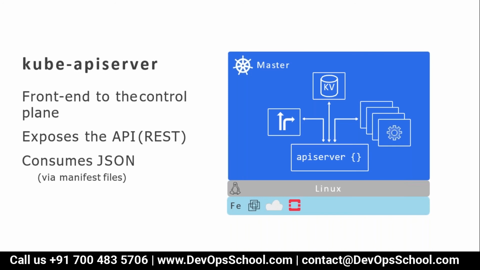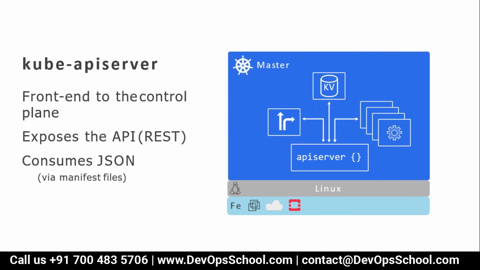So the API server is a front end, a reception for your cluster. Without reception, you cannot get into the office. Your office is the cluster. If you want to go inside the office, you have to cross the reception, and you have to register over there. So basically, the API server is the front end to the control plane.